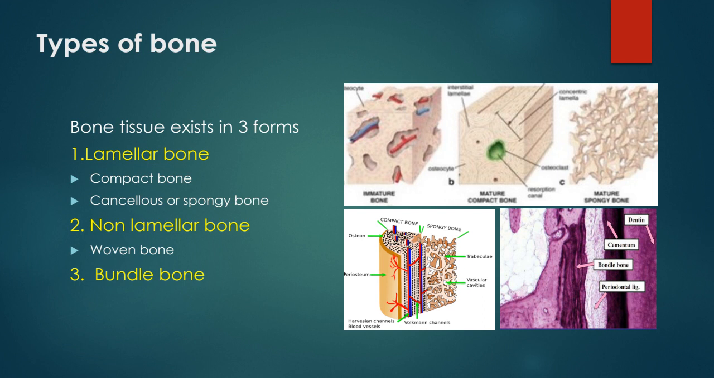Okay, but it's still not as mineralized and as dense and lamellar as compact bone. And then we have bundle bone. Bundle bone is the bone that is specific to the area of the periodontal ligament. We see in it Sharpey's fibers, the periodontal ligament fibers being inserted within the structure itself.